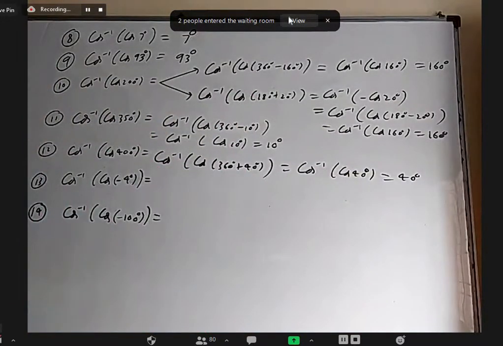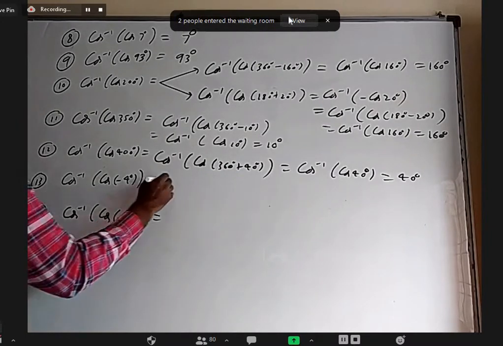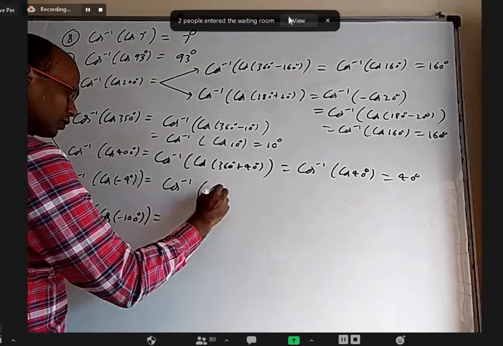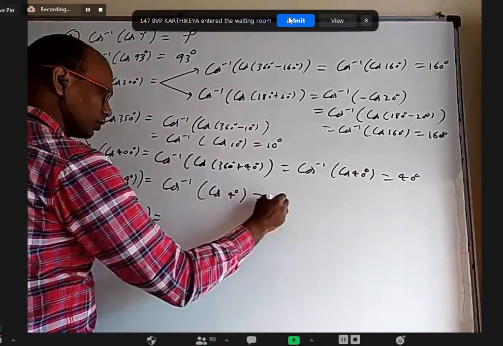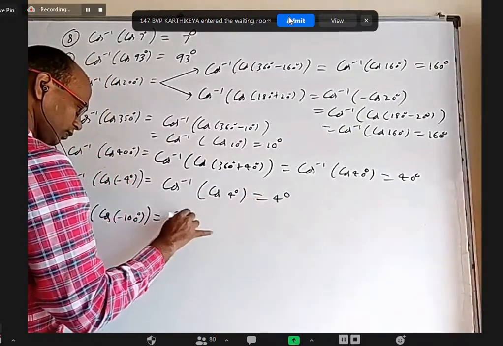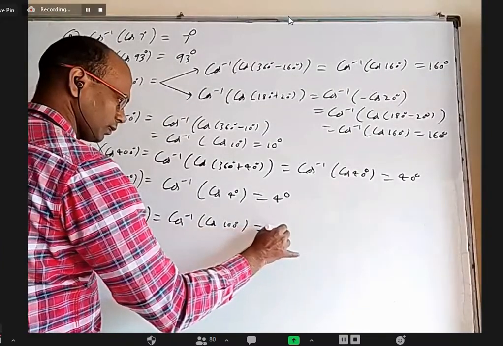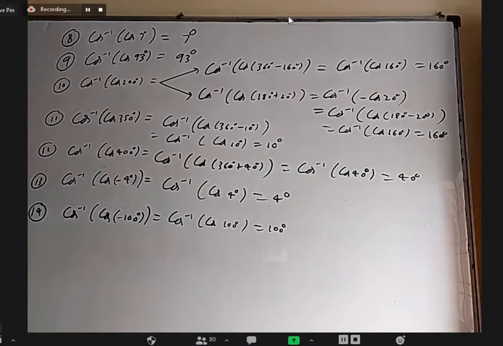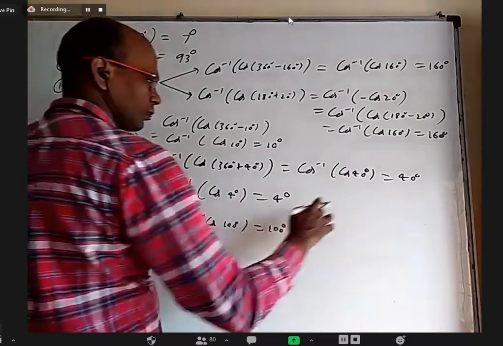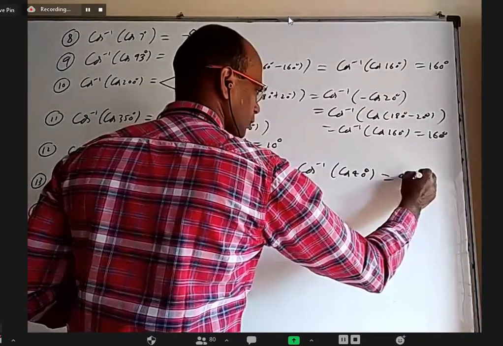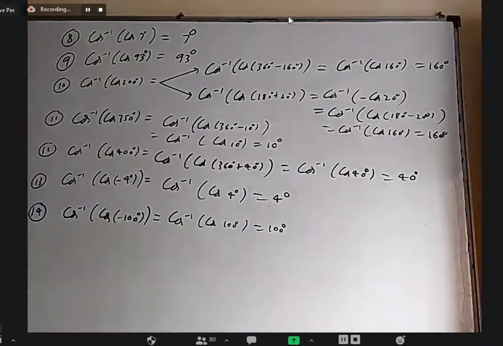Yes, what is the answer for 13 and 14? 4 degrees and 100 degrees. Yeah, cos minus theta is directly cos theta, so it is easier. Cos inverse cos 4 degrees, so it is 4 degrees. Cos inverse cos 100 degrees, it is 100 degrees. Okay, next 7 questions are same, tan inverse tan.